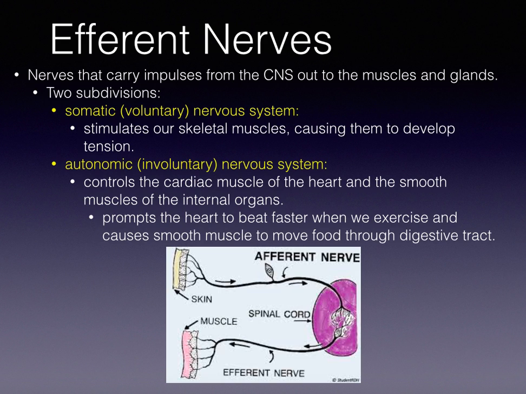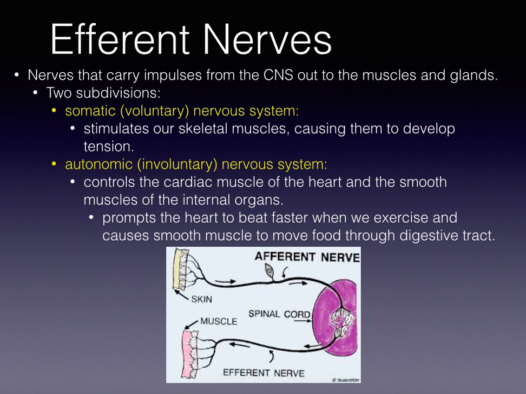So we have two types of nerves. We have efferent and afferent nerves. We're going to start talking about the efferent nerves. These are nerves that carry impulses from the central nervous system. So we're starting from the brain and the spinal cord out to the muscles and glands. So these are going to send messages out to our body. There are two subdivisions of this. The somatic nervous system is going to be voluntary. This is going to be anything that's stimulating our skeletal muscle and causing them to develop tension, which we know is flexion of our muscles.